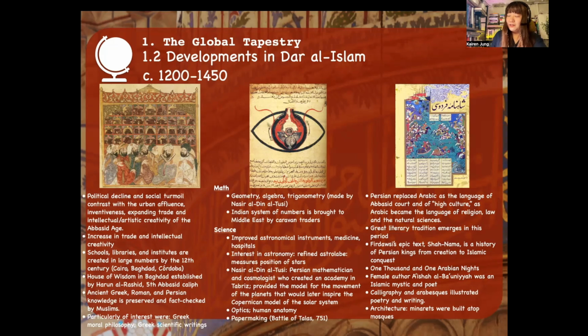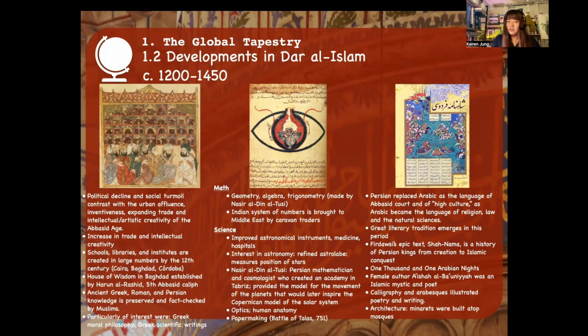Although there was a lot of political decline and a lot of social turmoil, there was a lot of urban affluence. And when you have a lot of cities and a lot of urbanity, what happens? You have a lot of explosions of inventiveness, and a lot of cross-pollination between the different people that are constantly doing their own thing and coming up with new ideas to look at and view and interpret and do different things. You have intellectual and artistic creativity exploding in the Abbasid age.